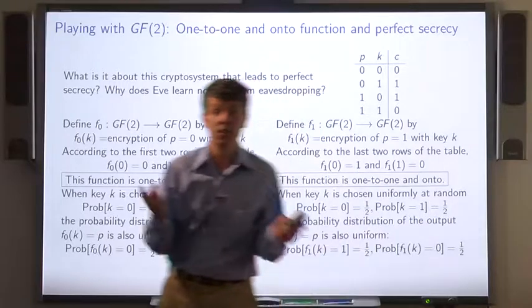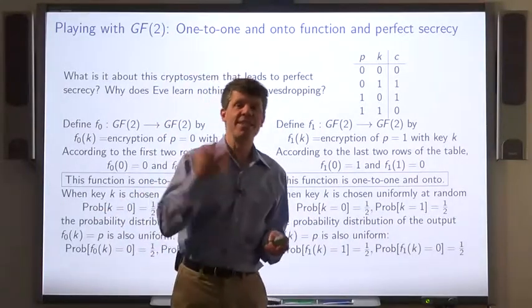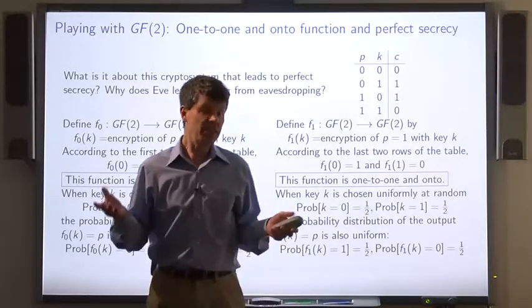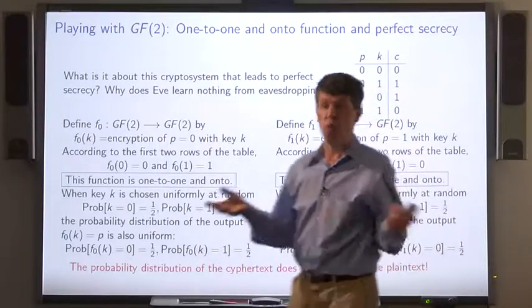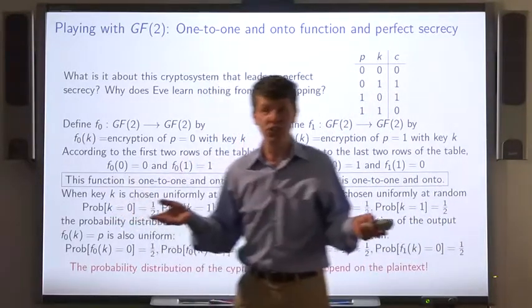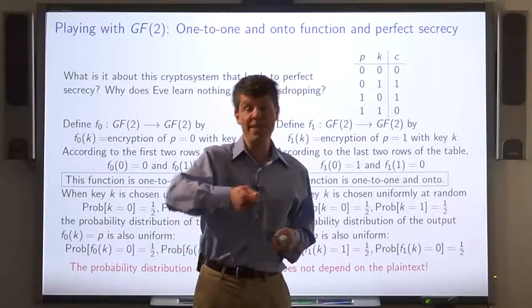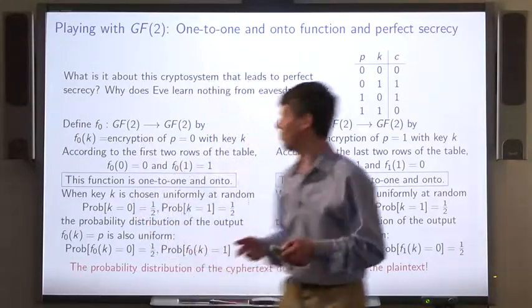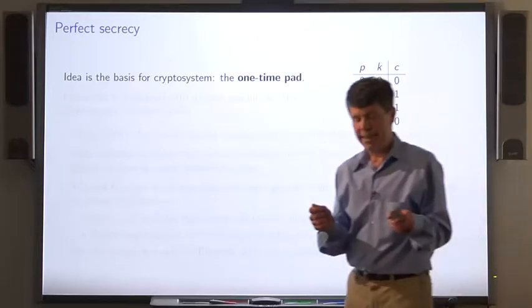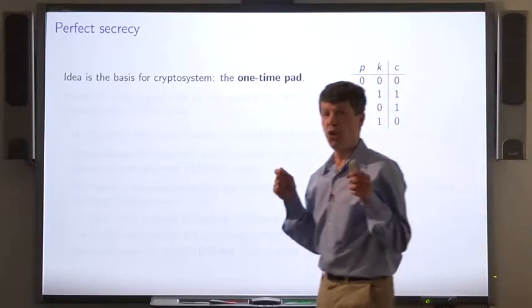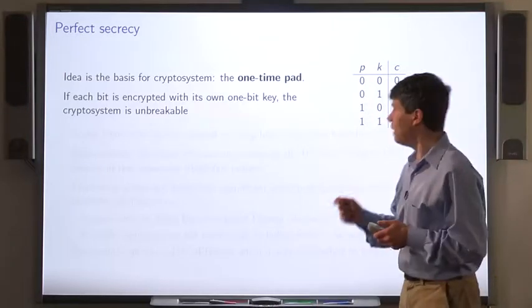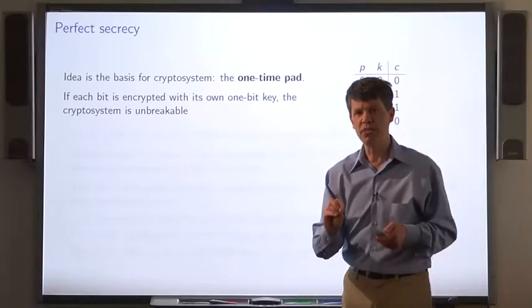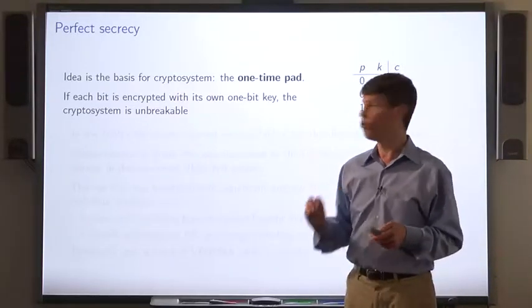So the probability distribution of the ciphertext doesn't depend on the plaintext when the key is chosen randomly. From Eve's perspective, there's no point in observing the ciphertext. She knows it's just going to be a bit, either 0 or 1, chosen according to the uniform distribution. She might as well stay home and flip a coin. This is the idea for the crypto system called the one-time pad. If each bit is encrypted according to this table with its own one-bit key, this crypto system is unbreakable. No eavesdropper can learn anything.